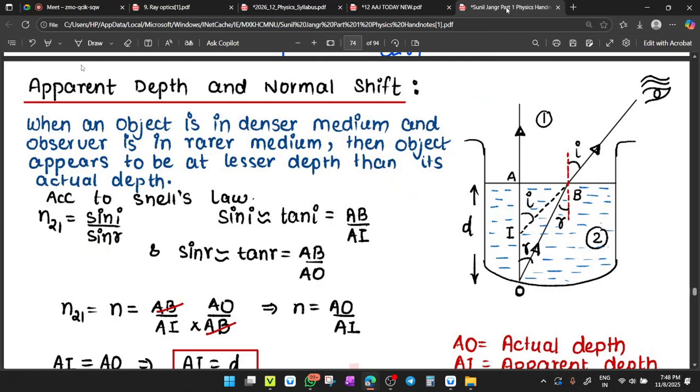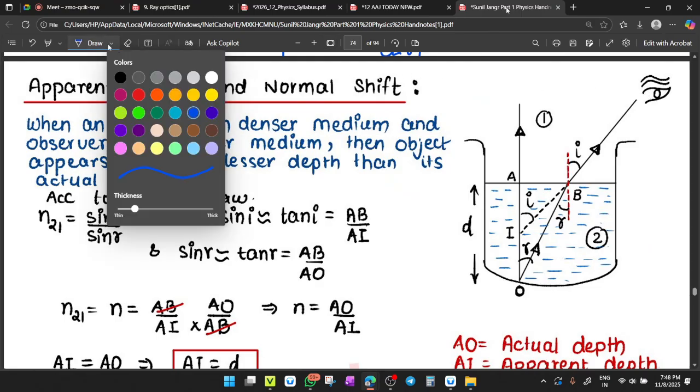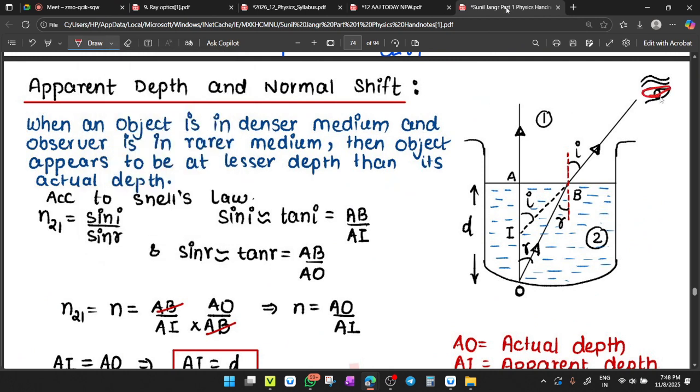So here is your observer. The observer is in the rarer medium. He is in the rarer medium, and he put some coin inside a liquid. The actual depth of the liquid is d. The object appears to be at some lesser depth than its actual depth. So you have to find its apparent depth.